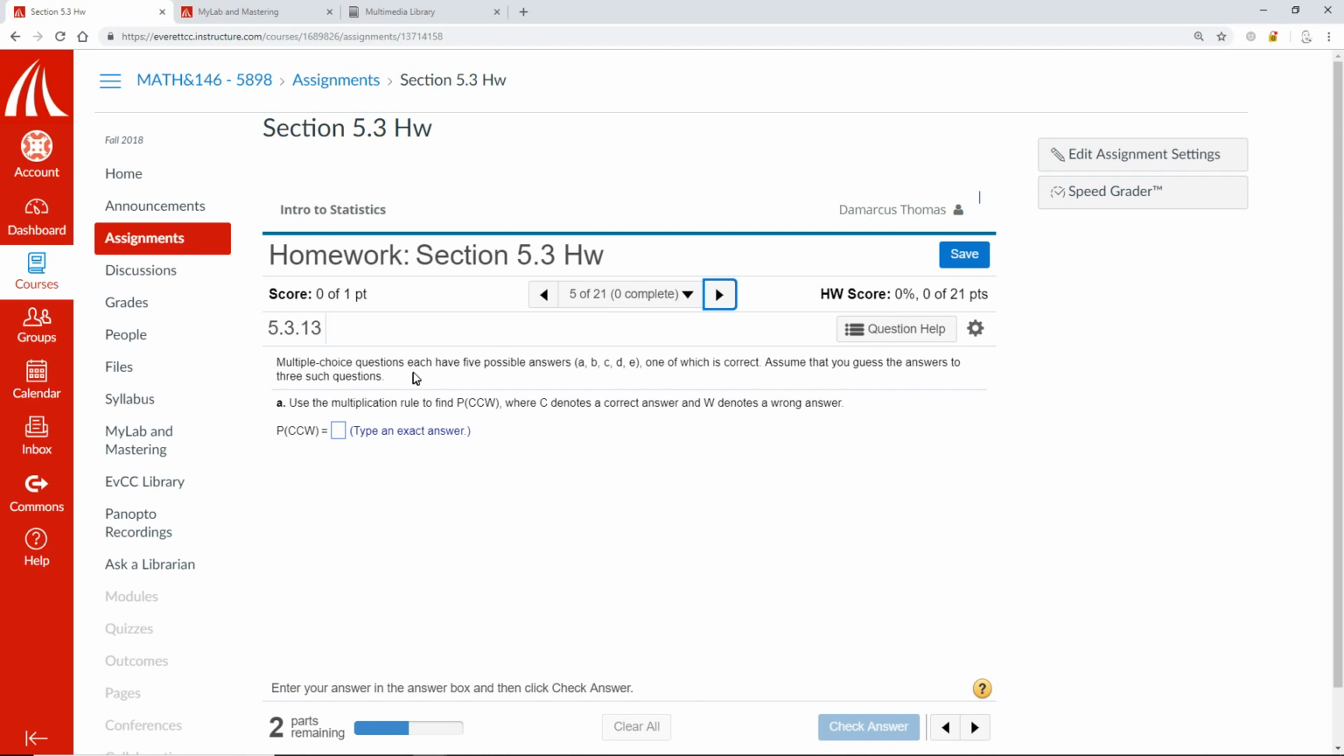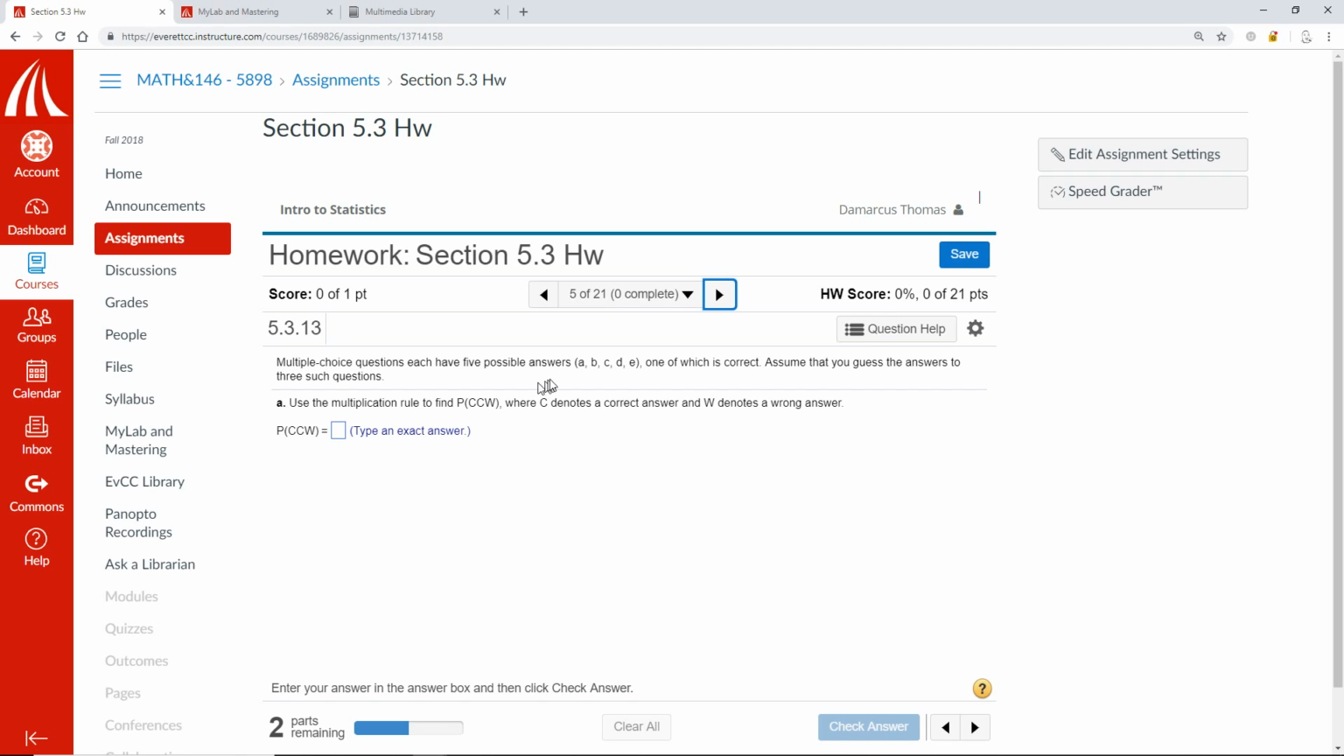So multiple choice questions each have 5 possible answers, one of which is correct. Assume that you guess the answer to 3 such questions. Use the multiplication rule to find the probability of getting it correct, correct, and then wrong. So what's the chances of getting correct, correct, and then wrong? Well, the chances of getting it correct is 1/5. And then the second choice is independent. So there's like 3 trials.